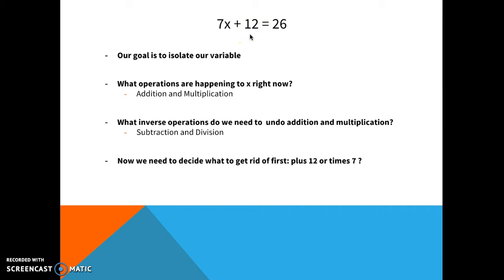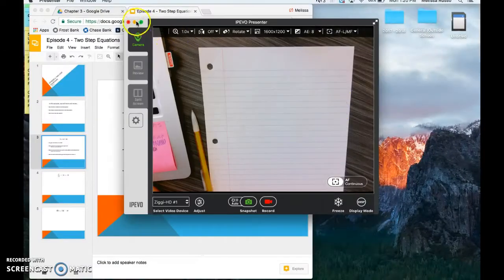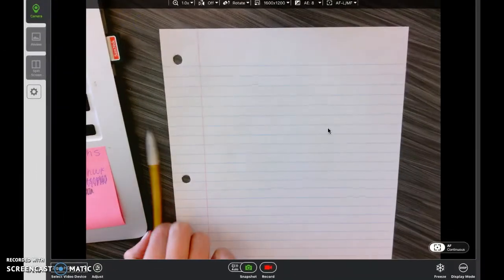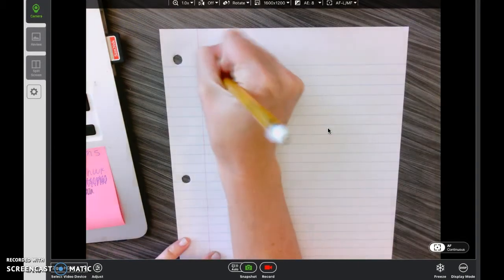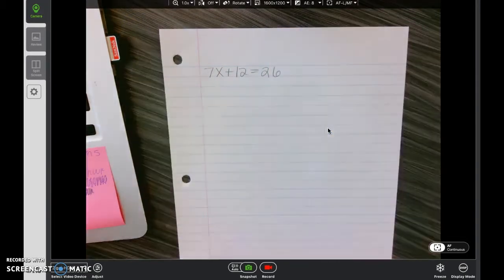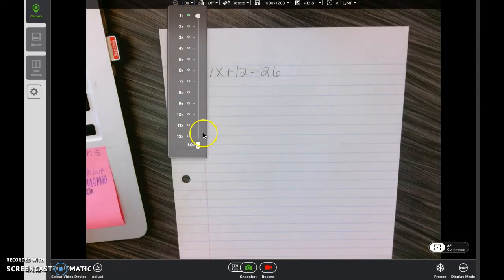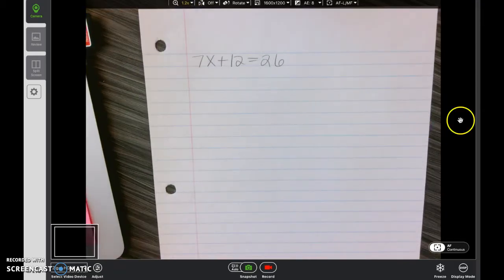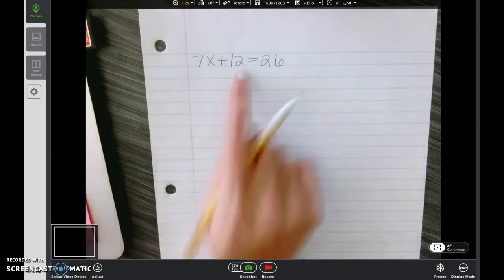Then we need to decide what to get rid of first. Do we want to get rid of our plus 12 first or our times 7 first? To show you that, I'm going to move over to my drawing feature. Again, the equation that we're working on is 7x plus 12 equals 26. If I want to get x by itself, so my goal is to isolate my variable, I want it to look like a single-step equation. Right now it's a two-step equation.